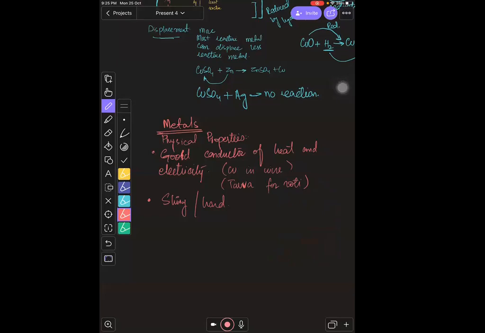Sir, physical properties, they're malleable. Malleable, very good. What is the meaning of malleable? They can be reshaped. They can be reshaped by the action of force, right? Yes, sir. Okay, if we hit them with a hammer, they can change their shape, right?